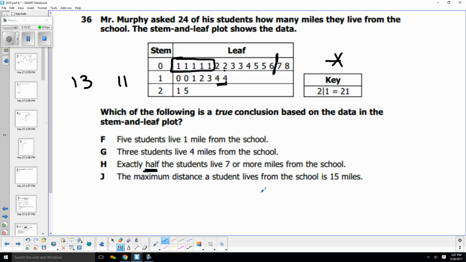It says the maximum distance a student lives from school is 15 miles. What's the maximum distance somebody lives? 25. So the only true statement was F.